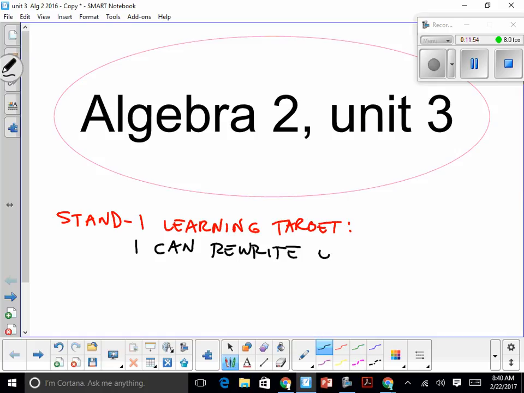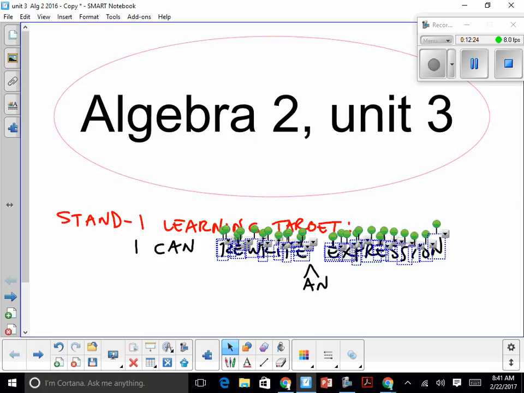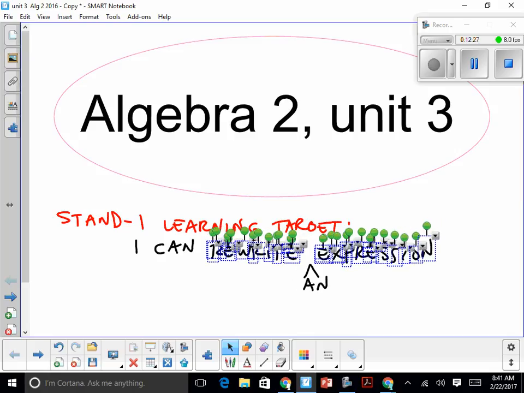In math, the word expression just means I have a math problem that doesn't have an equal sign. You see a math problem written down, you don't see an equal sign, you're working with an expression. If you see an equal sign floating around somewhere, oh, you're working with an equation. So that's what they say, I can rewrite an expression. So that's what you're able to do.